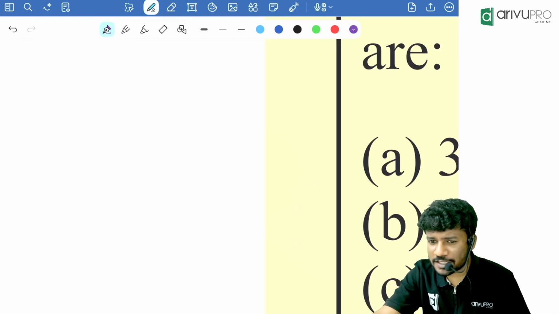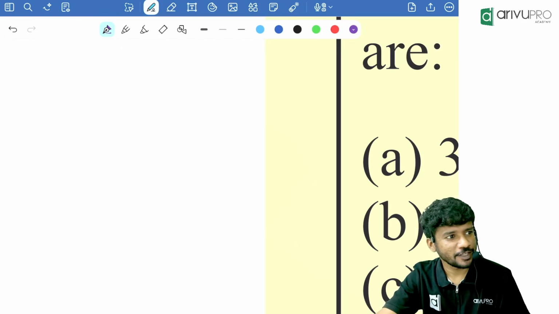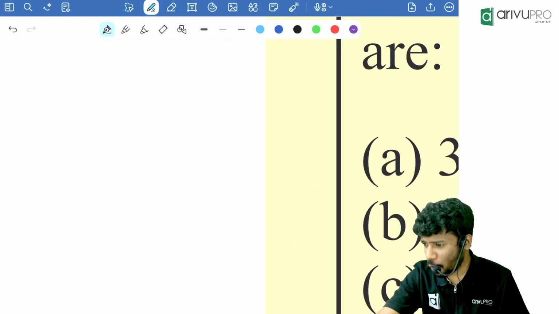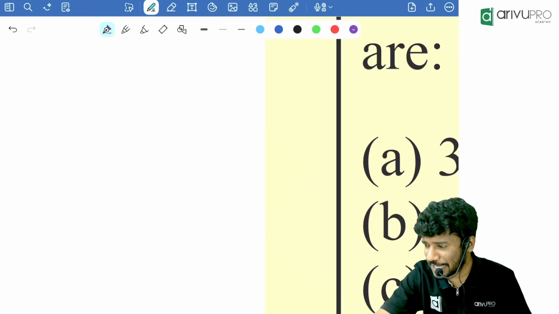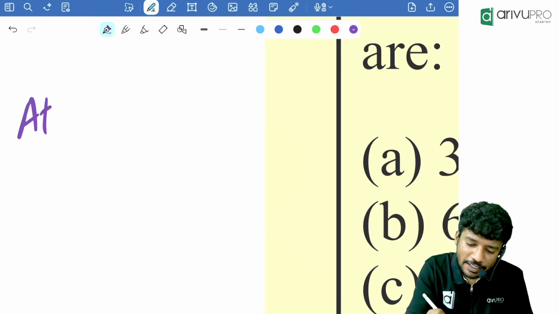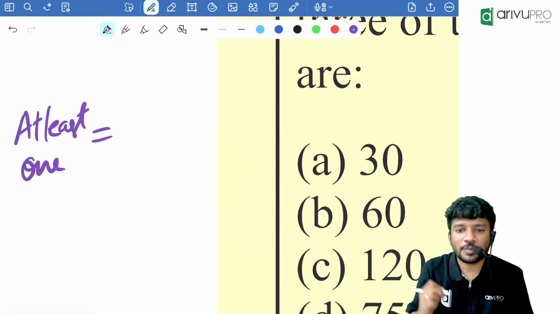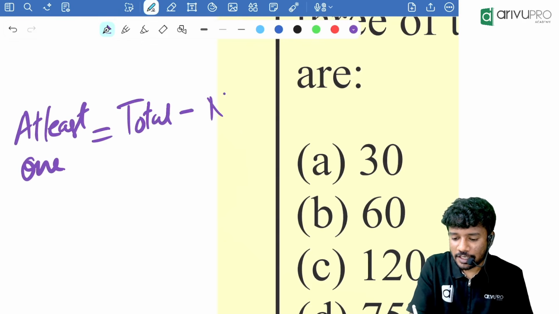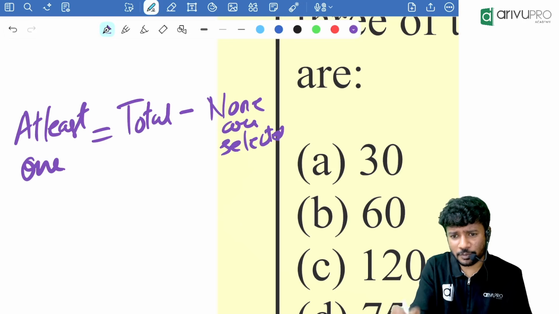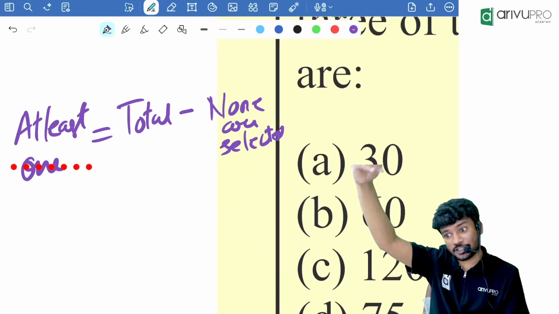At least one means what? One or more. Correct? At least one means one or more. So instead of typing all the one or more, so 1, then 2, 3, 4, 5 and all, can I say that at least one can also be written as total selection minus none are selected? What did I do yesterday, do you remember, in permutation never come together? We did it as what? Total arrangement minus always come together.